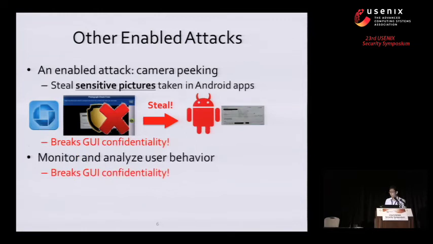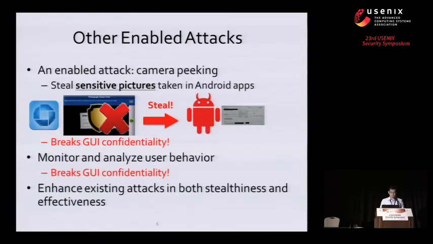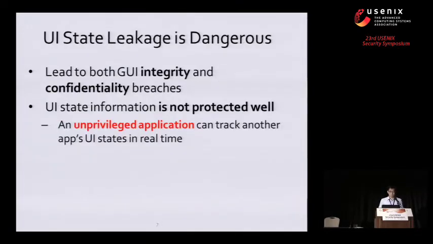Besides these two attacks, US state tracking can also be used to monitor and analyze the user behavior, which also breaks the GUI confidentiality. And it can also be used to enhance existing attacks in both stealthiness and effectiveness. So what are the lessons here? It seems that US state leakage can be very dangerous because it can lead to both GUI integrity and confidentiality breaches. And we found that actually the situation is much worse because US state information is not protected well.